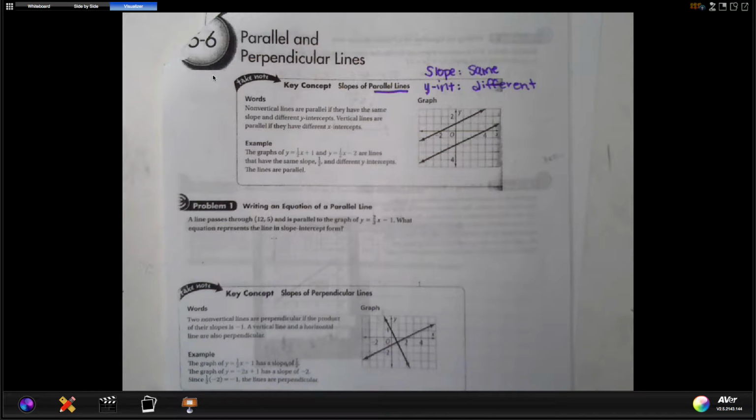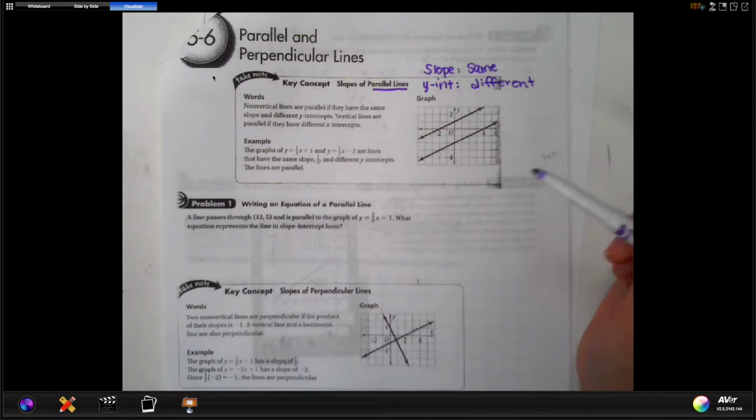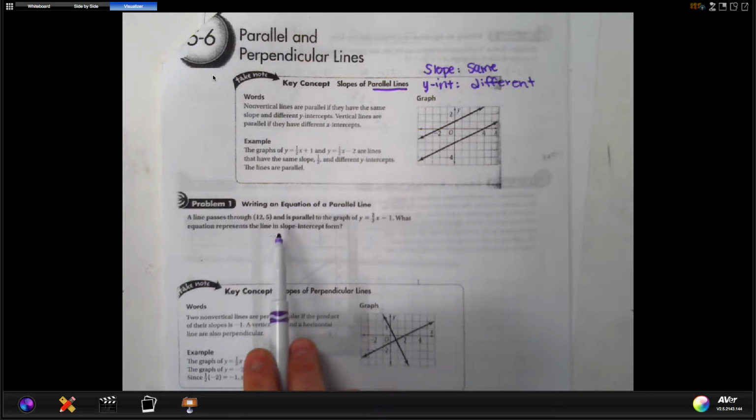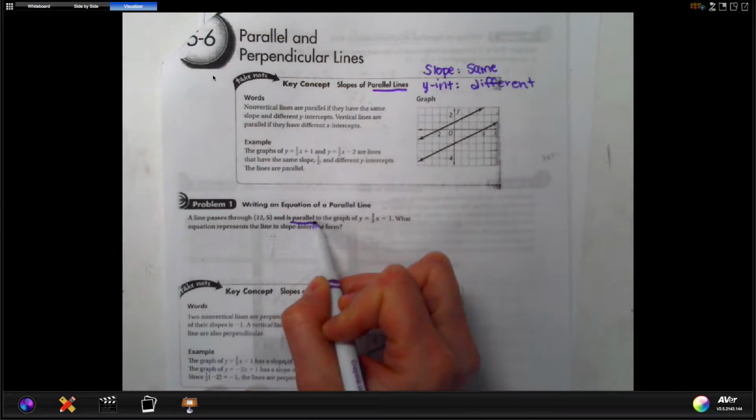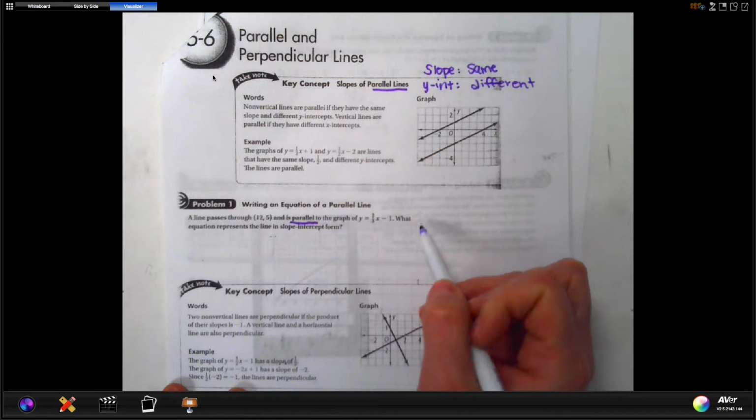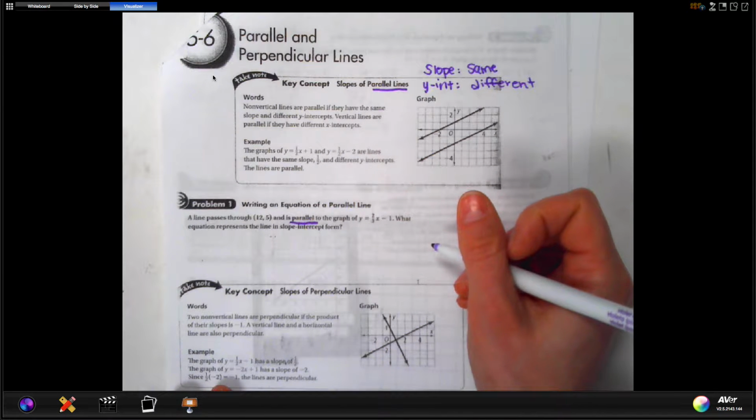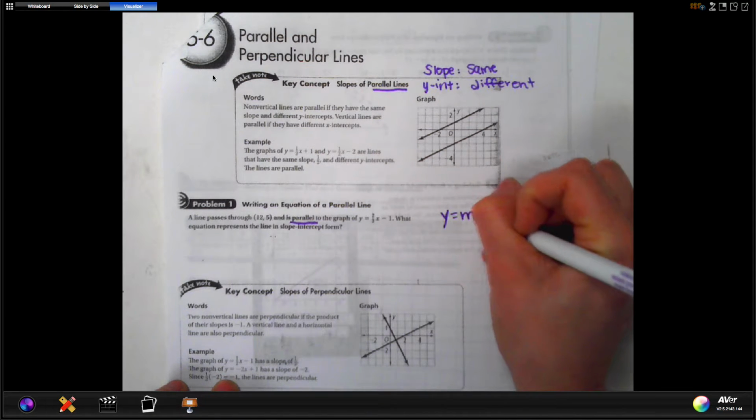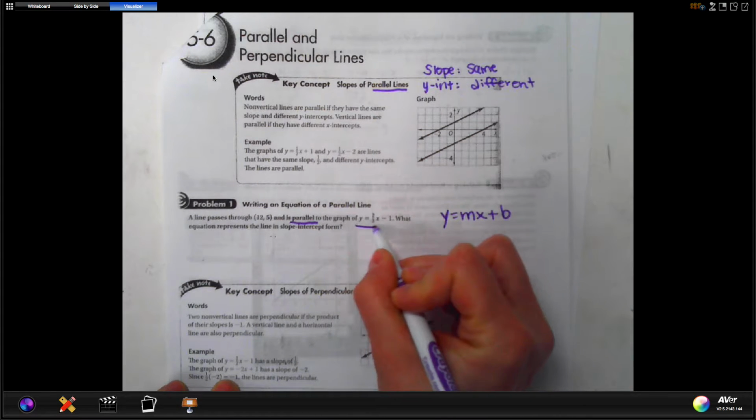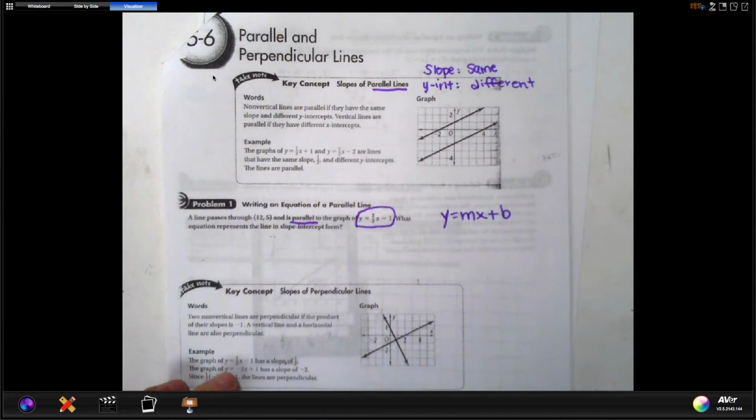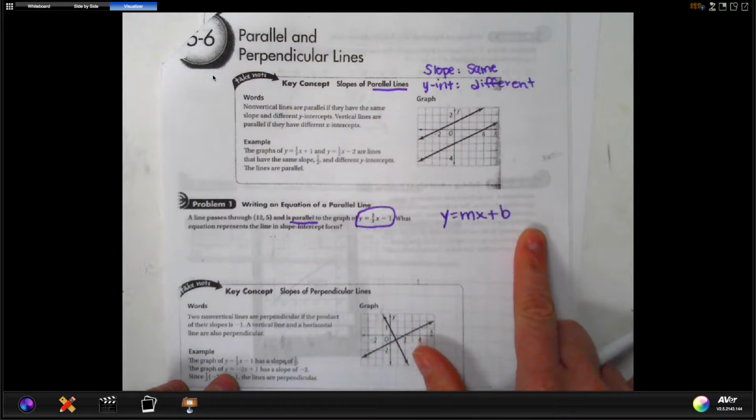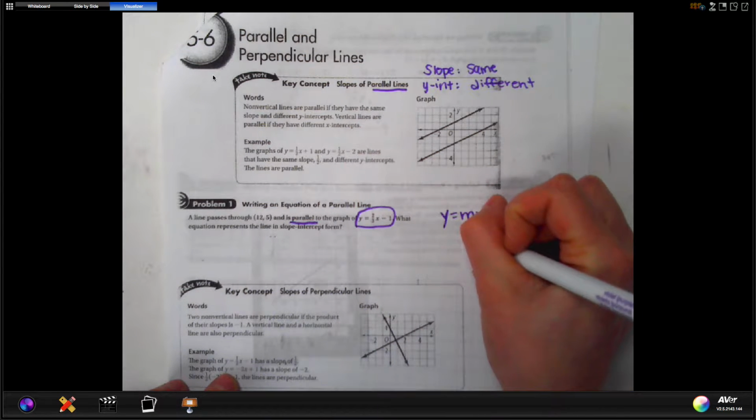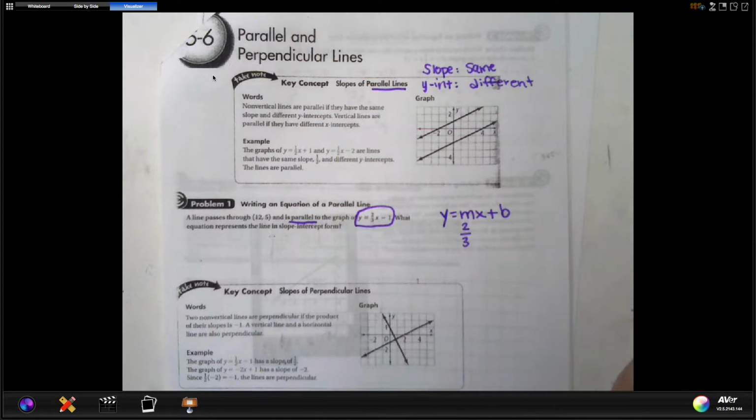Okay, so let's focus on this first problem. Problem 1 says, writing an equation of a parallel line. A line passes through the point (12, 5) and is parallel to the graph of y = 2/3x - 1. What equation represents the line in slope-intercept form? Remember, slope-intercept form is y = mx + b. According to this, it's got to be parallel to this line. So what part has to be the same? The slope. We know m has to be 2/3.